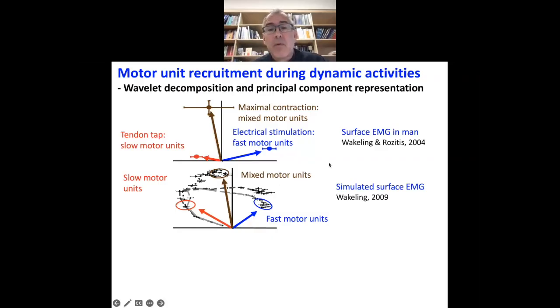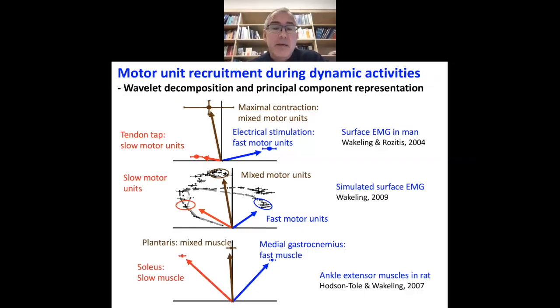We can also use this kind of technique on some of our animal data. Here we've got 3 different muscles in the rat with a different fiber type proportion. The faster muscle, with a higher proportion of fast fibers, is medial gastrocnemius, coming out to the right, the slower muscle is on the left, and the mixed muscle is again in the middle. So we can take information which is in the EMG signal, decompose it to try to find which types of motor units are active, and then we can see what types of motor units are active for different types of muscle contraction.